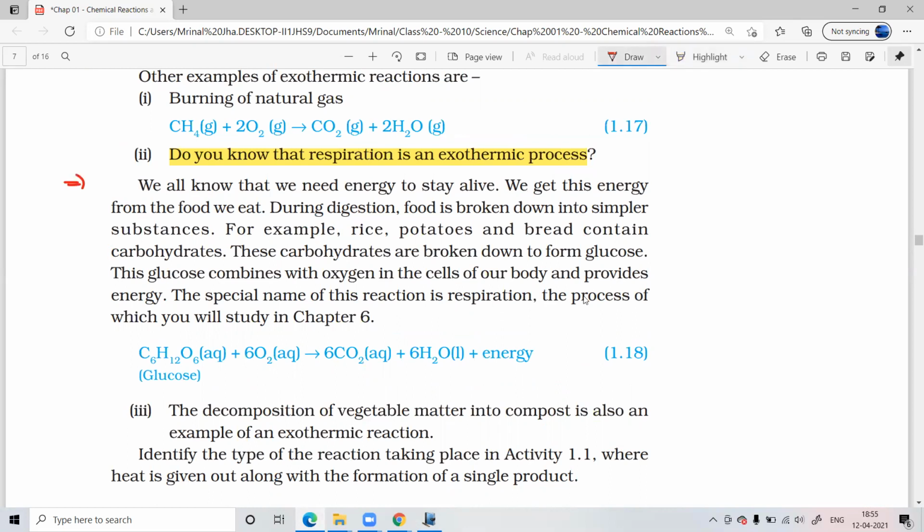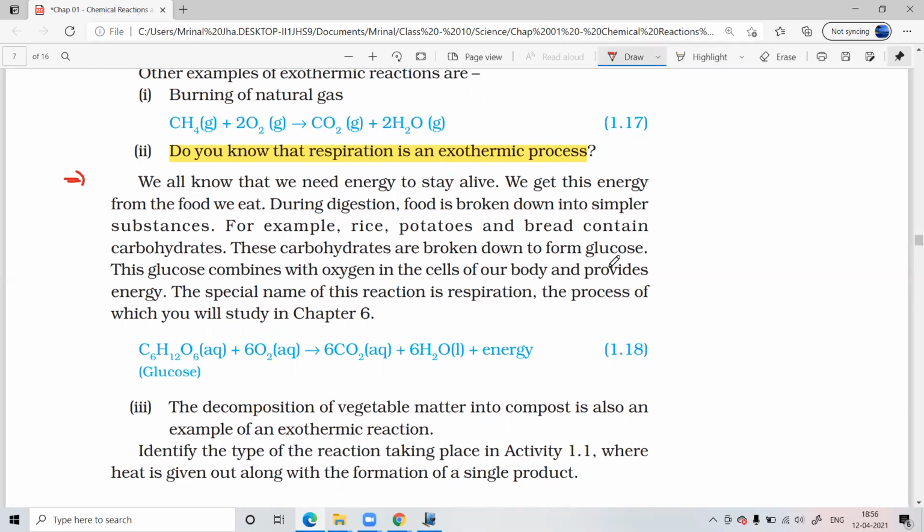Yes, sir. Do you know that respiration is an exothermic process? We all know that we need energy to stay alive. We get this energy from the food we eat. During digestion, food is broken down into simpler substances. For example, rice, potatoes, and bread contain carbohydrates. These carbohydrates are broken down to form glucose. This glucose combines with oxygen in the cells of our body and provides energy. The special name of this reaction is respiration, the process of which you will study in chapter 6.